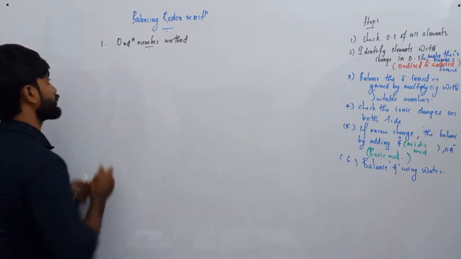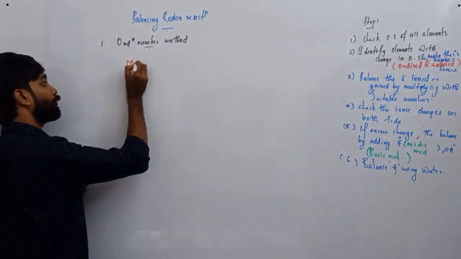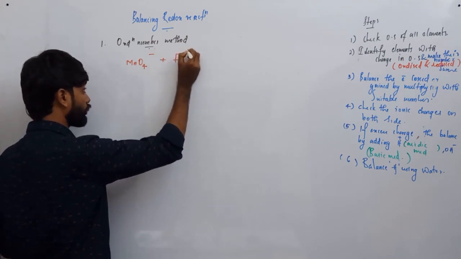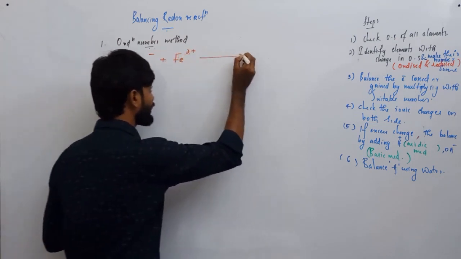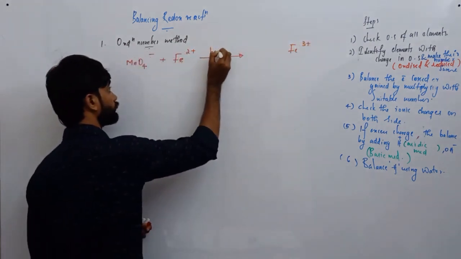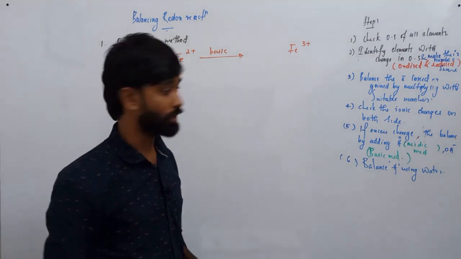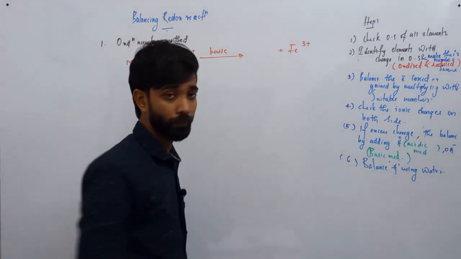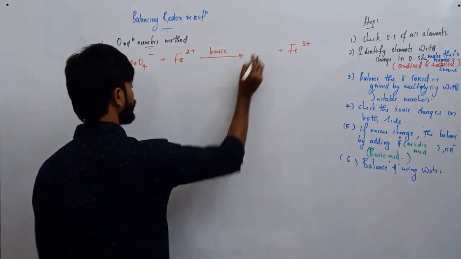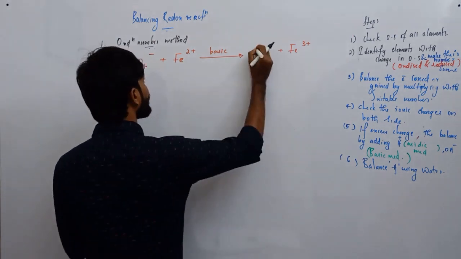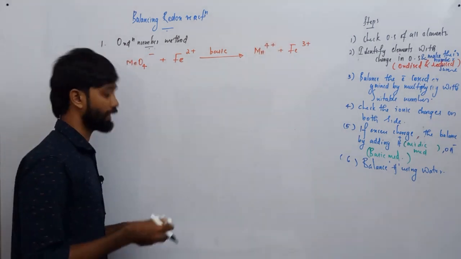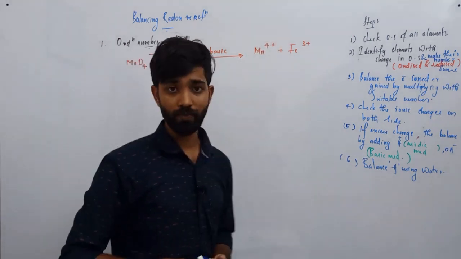So there is a small change. Your permanganate, MnO4 minus, oxidized ferrous ion to the very same ferric. But there is a change compared to the previous question: the reaction is in basic medium. Then what is the change? In basic medium, your MnO4 minus will turn to Mn4 plus. That is already discussed, right? Yeah. So this is the skeleton reaction. Okay. Let's check how it is balanced.